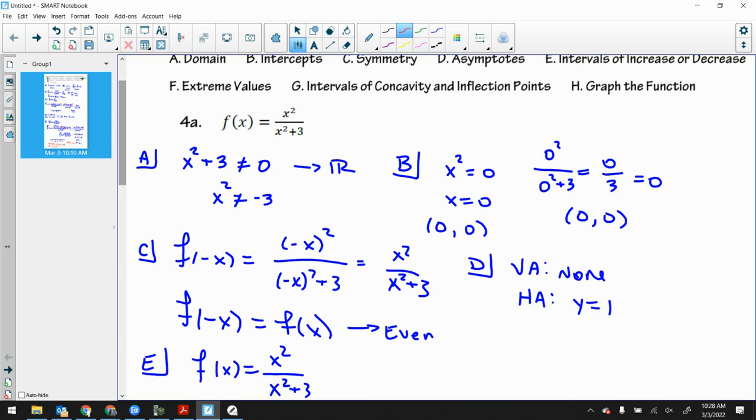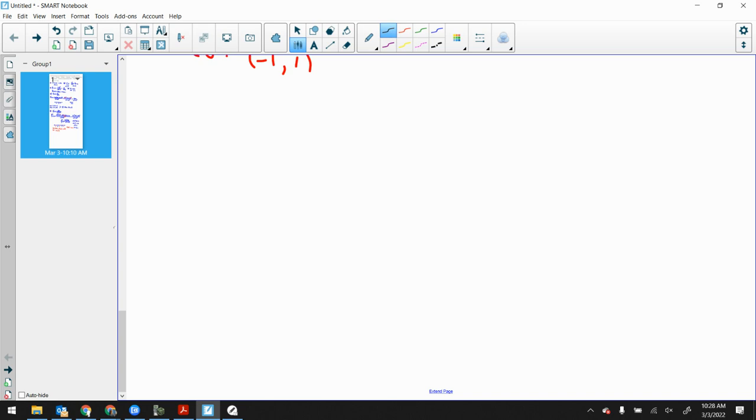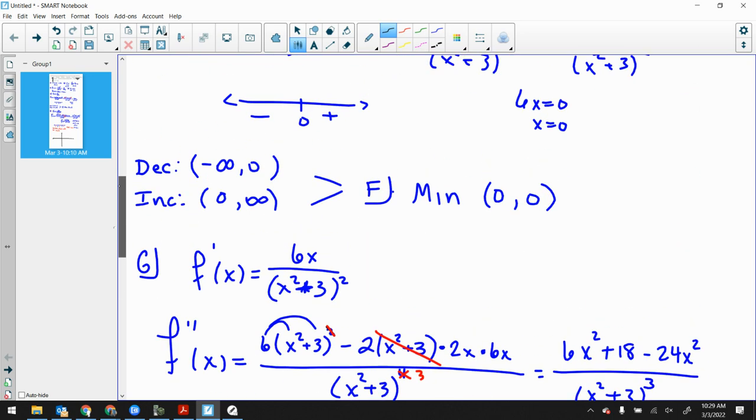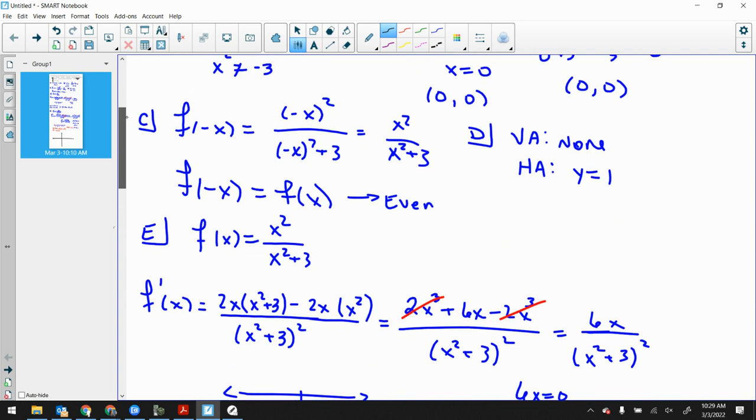Let me plug in 1. 1 squared is 1 over 1 plus 3. So that's actually going to be 1 comma 1/4. The reason that's going to be important is because now when I go to graph my function, I know my inflection points are going to be at 1 comma 1/4. The y value is going to go up really small, 1/4. My minimum value is at 0. And look at where my horizontal asymptote is. It's at y equals 1.